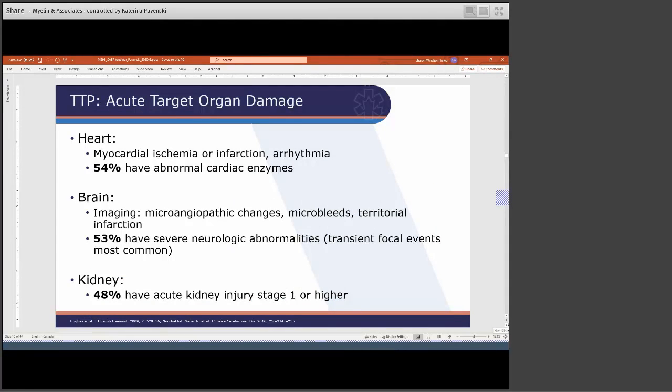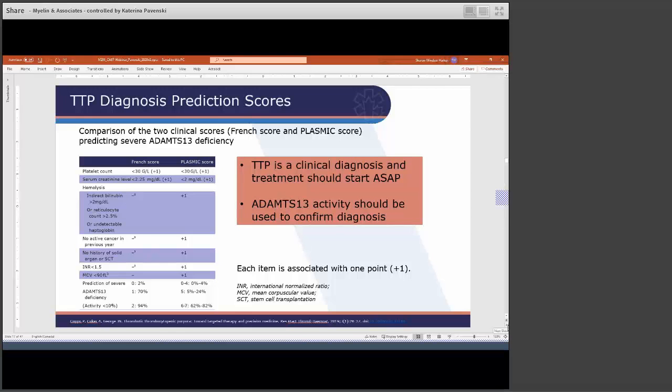If we go to the next slide, if you were to look at the acute target organ damage in TTP, you will see that the majority of patients would have heart involvement as marked by abnormal cardiac enzymes. About half would have severe neurological abnormalities, although I take issue with calling it severe neurological abnormalities. These can range from headache to transient focal events to being comatose, and less than 50% would have some sort of kidney involvement, although it's usually a very, very mild abnormality that you see in patients with TTP.